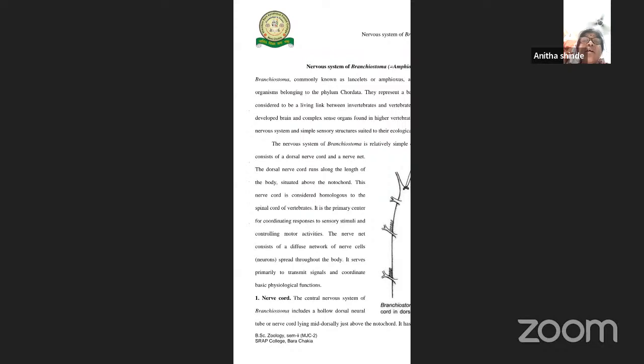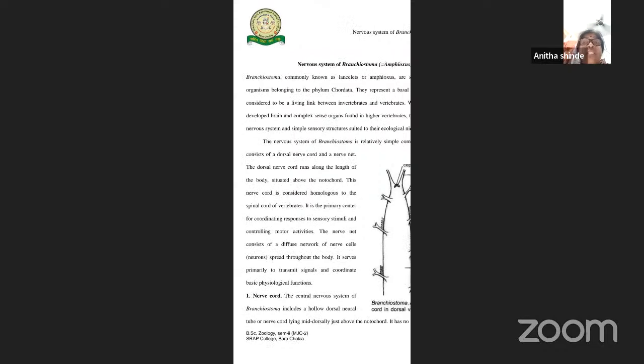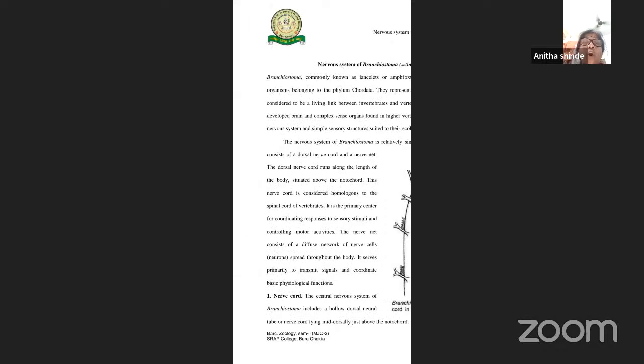We'll go to the nervous system. Okay, first we'll see the nervous system. Now coming to the nervous system of branchiostoma. The nervous system of branchiostoma is very, very simple compared to vertebrates. It consists of a dorsal nerve cord and a nerve net.